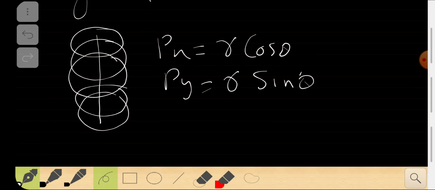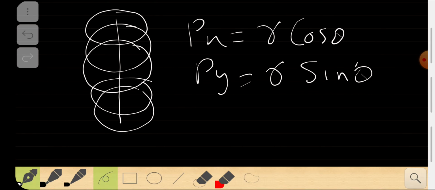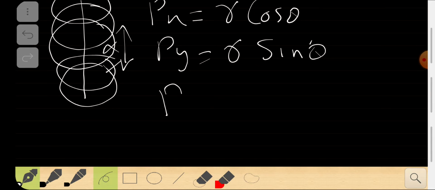And now you have the additional advantage of changing the altitude. You can go up or down. That means there is an additional axis, which is called pz, which is just z. So that's the difference between the polar coordinate system and the cylindrical coordinate system.